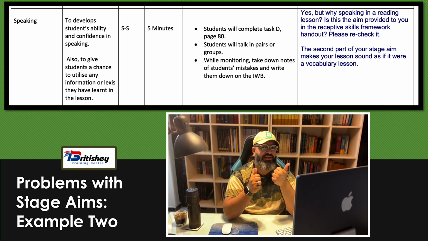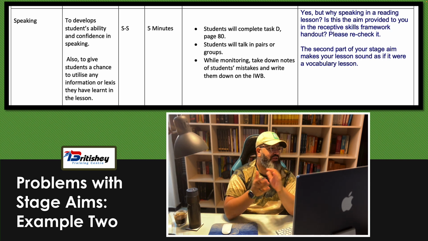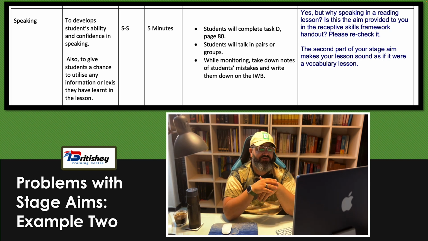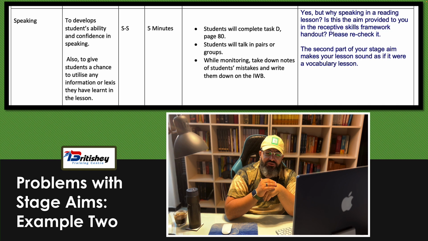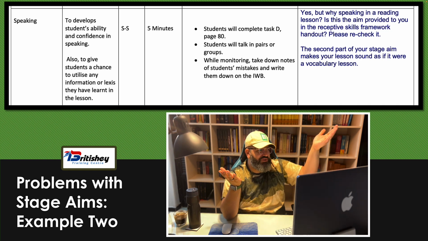Because the one in the handout will be more about how to respond to the reading text in speaking. Good, lovely. Now, the second part of your stage aim makes your lesson sound as if it were a vocabulary lesson. This was a reading lesson.